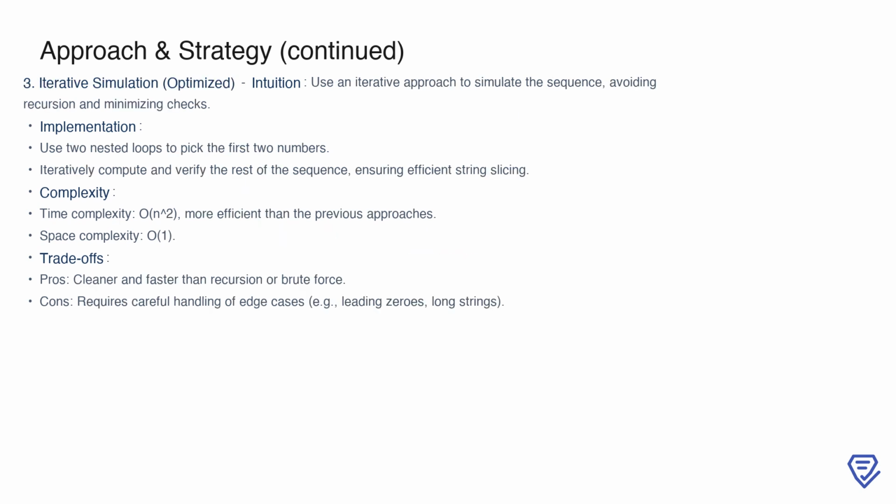We also considered an optimized iterative simulation approach, which eliminates recursion and focuses on minimizing checks while simulating the sequence. Using nested loops, we pick the first two numbers and iteratively compute the rest of the sequence, verifying the additive property at every step. This method improves efficiency by reducing the time complexity to O(n squared), as it avoids the repeated overhead of recursion. Furthermore, its space complexity is constant, O(1), since no additional memory is required for recursion stacks.